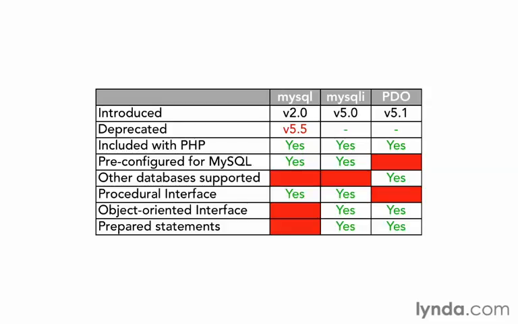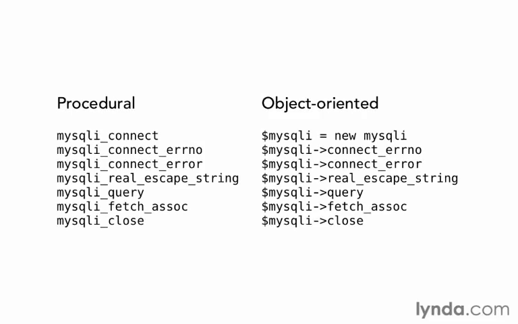Let me show you a side-by-side comparison of MySQLi with both the procedural and the object-oriented versions of the basic functions that we're going to be using. So this is a little bit of a preview of what's coming up. On the procedural side, you can see all the functions that we're going to be using to work with our database. This is the API. These are the functions we'll call to do things with MySQL.